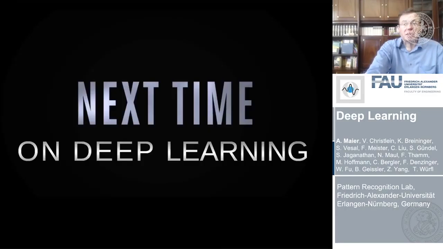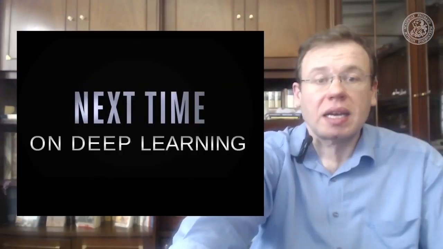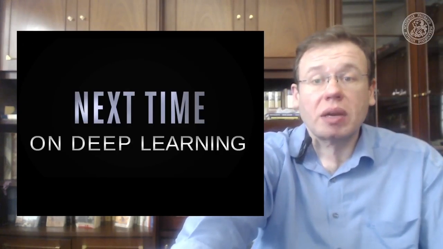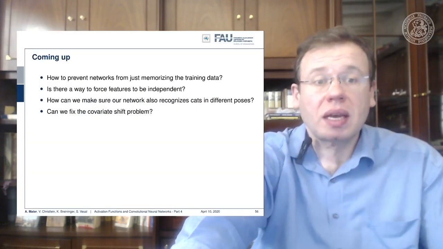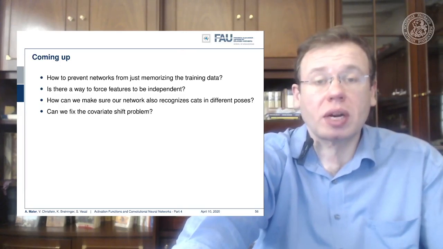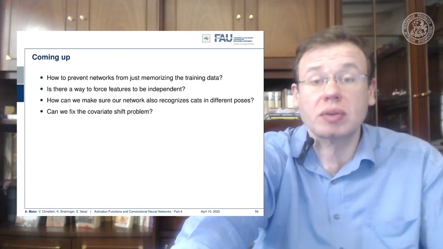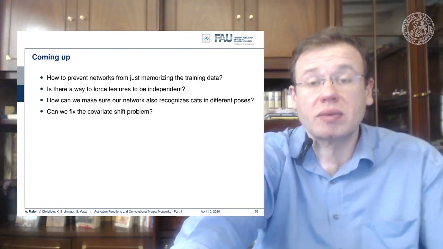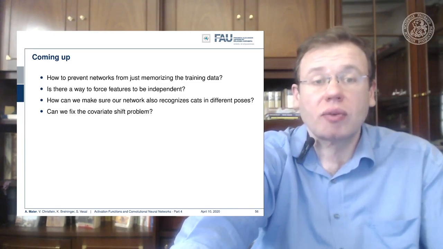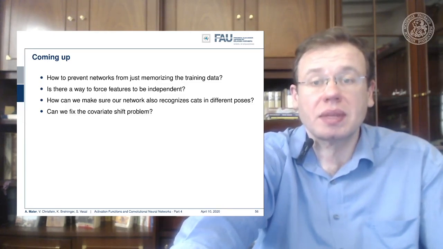Okay, so next time in deep learning, we want to talk about how we can prevent networks from just memorizing the training data. Is there a way to force features to become independent? How can we make sure our network also recognizes cats in different poses? Also a very nice recipe that can help you with that. And how can we fix the covariate shift problem? All important points, and I think the answers really deserve to be presented here.